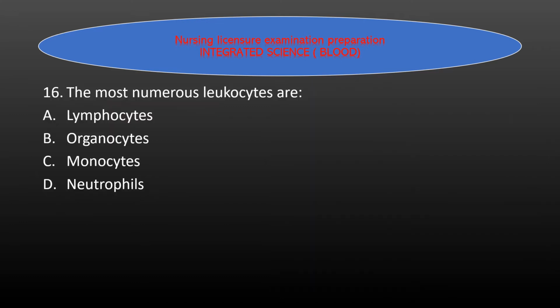Question number 16. The most numerous leukocytes are option A lymphocyte, option B eosinophil, option C monocyte, option D neutrophils. And the correct answer is option D, that is neutrophils.